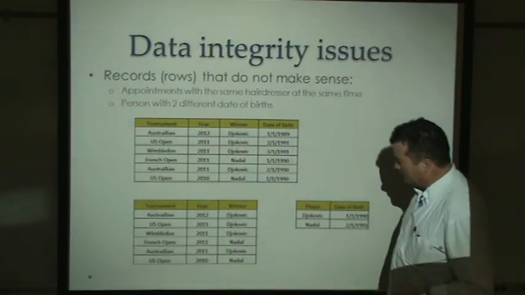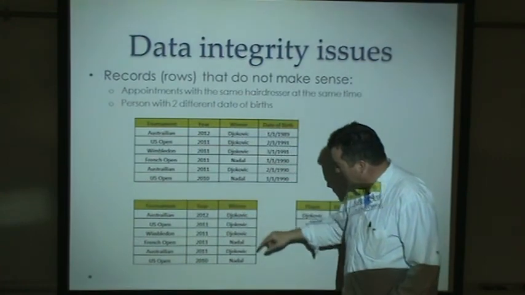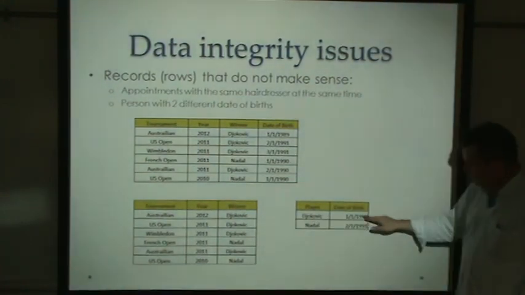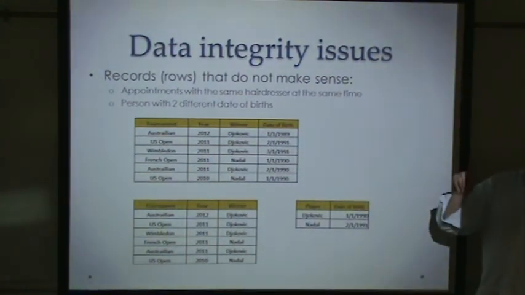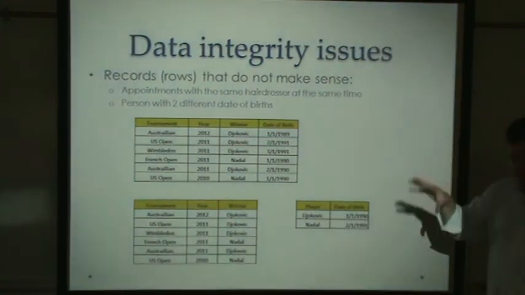Again, a lot of times separating the tables solves some problem. We have the contest, the year, and the winner, and then we have the person and the date of birth. This way we only record the date of birth once. But we have it in two different tables, and the SQL language will be able to find everything we ever need.